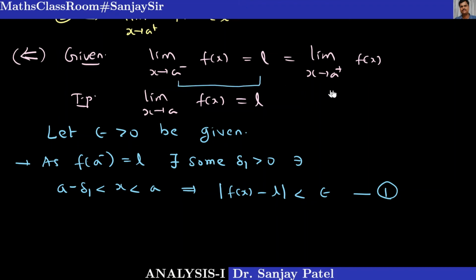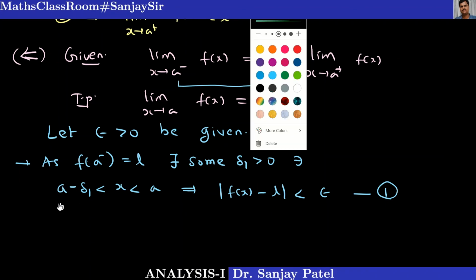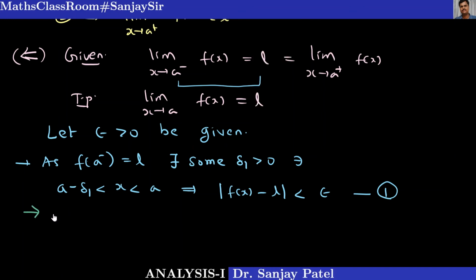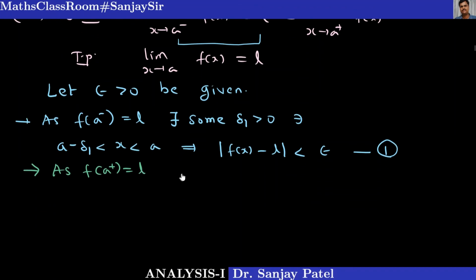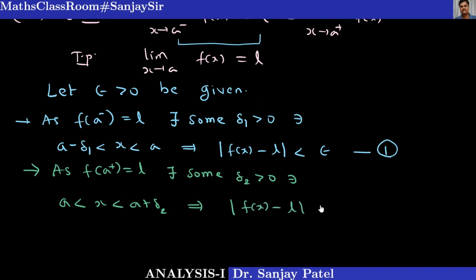Now I will be using the second part, limit x tends to a plus f(x) is also equal to L for the same epsilon. But remember, the delta we'll get may be different. So here again I can say f of a plus is equal to L. F of a plus means the right hand limit of the function at the point a. As right hand limit is L, for the same epsilon there exists some positive number, say delta 2, such that whenever a less than x less than a plus delta 2 implies mod of f(x) minus L is less than epsilon. And let me call this result number 2. So this 1 and 2 I am writing just from the definition of left and right limit.